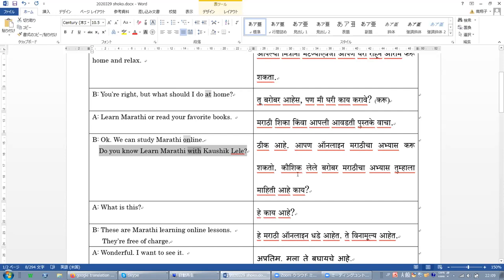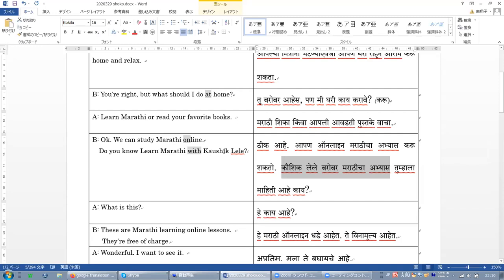Yeah. So, how can I say? So you can just say, do you learn Marathi with Kaushik Lele? Or you can say, you can learn Marathi with Kaushik Lele. You can change it this way because you are giving suggestions. Okay. Yes. But here, I just want to ask, do you know that web page? Is that okay? Yeah, so what I'm saying is, you can make it two sentences. Do you learn Marathi with Kaushik Lele? One question. And another can be, do you know his website?